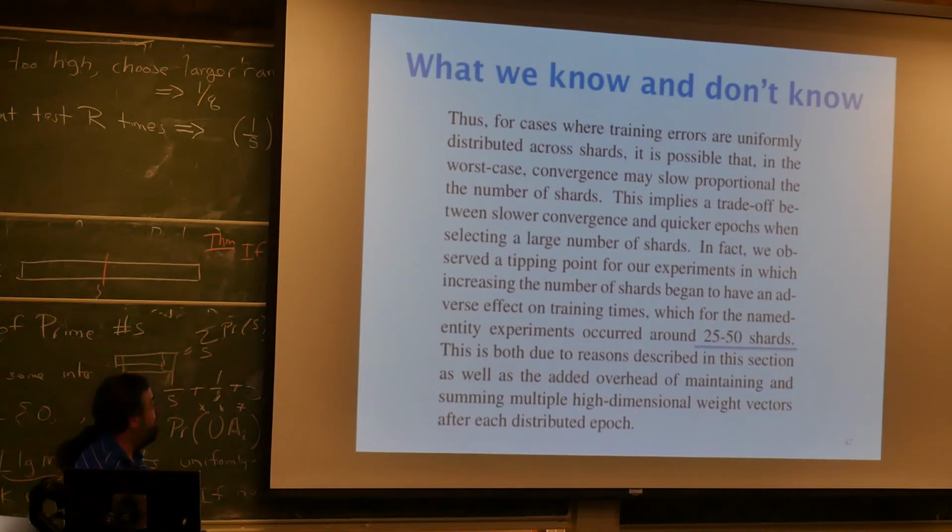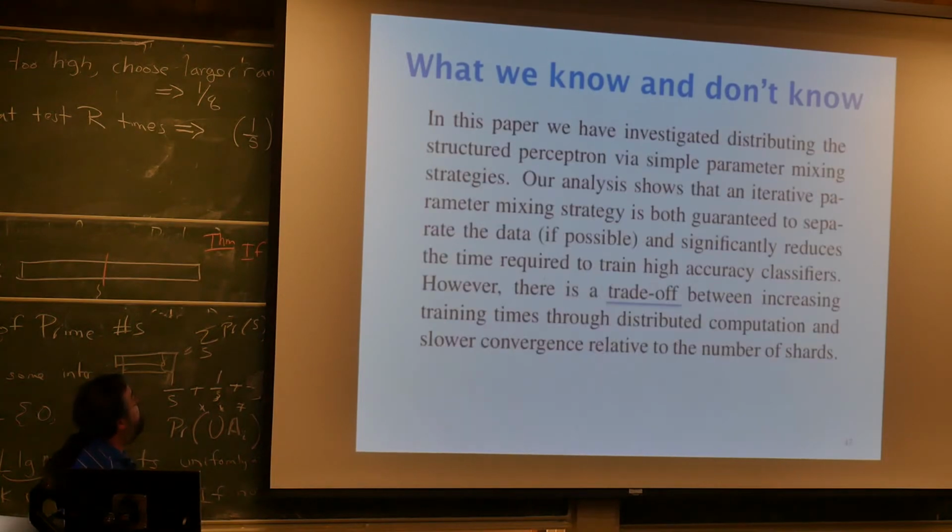And then they say this is due to a couple of different things. One thing is, as you get more and more weight vectors, even with 1% of the data, the final weight vector you get at the end of the pass is going to be a dense vector with lots of non-zero parameters. So you're spending a lot of time moving these big dense vectors around from machine to machine. So there's overhead in doing this synchronization. I think that's something that's generally true. There's a trade-off between increasing the training times and slower convergence. All right, are there questions about this?